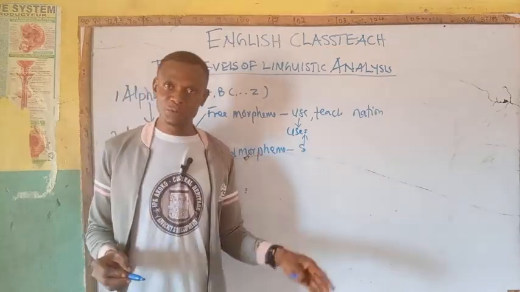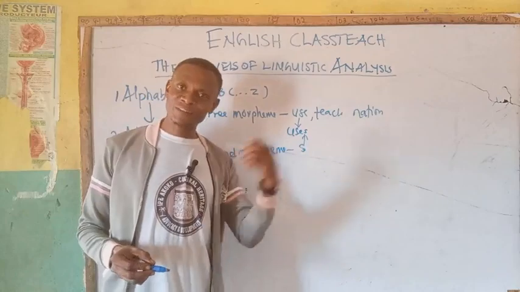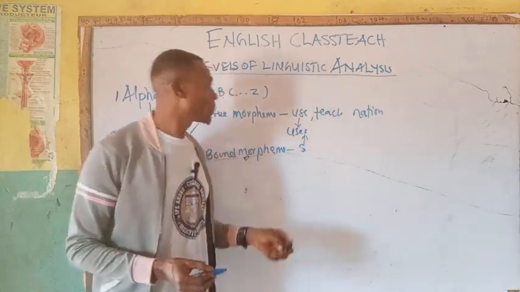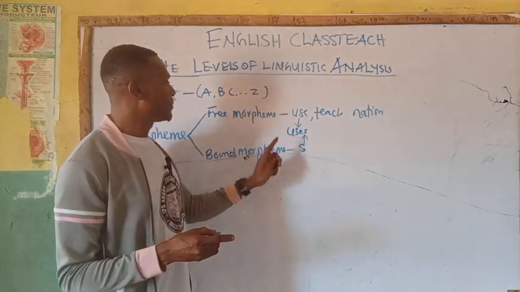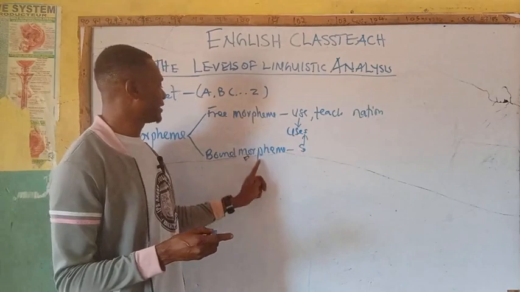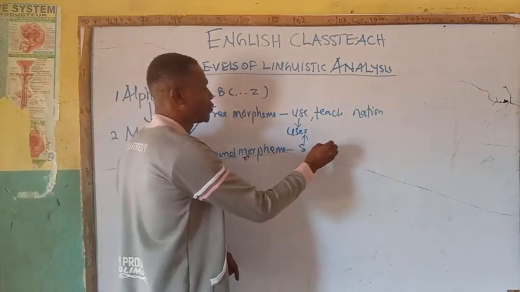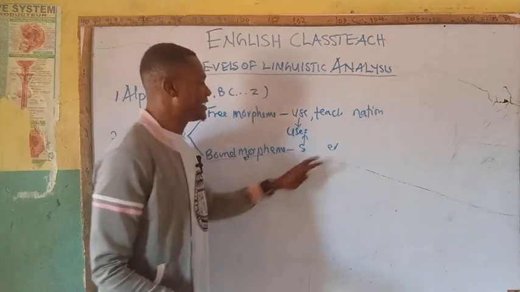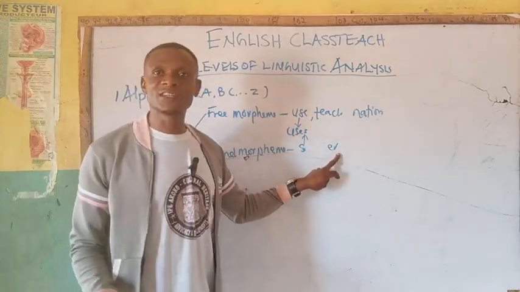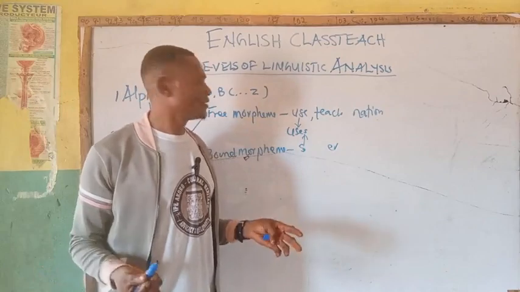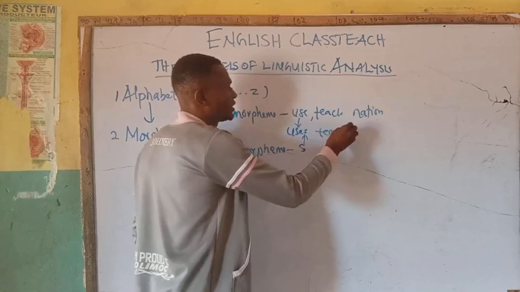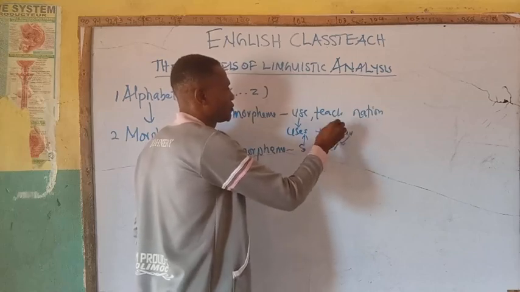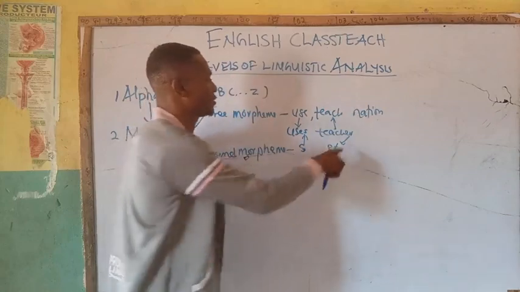Morpheme is different from syllable. In another day, we are going to treat that one. But let's look at it this way. We are talking about morpheme, the free and the bound one. Here we can also have something like ER. What's the meaning of ER? It's just an ordinary sound. So when you put that ER here, it will become what? Teacher. Can you see?